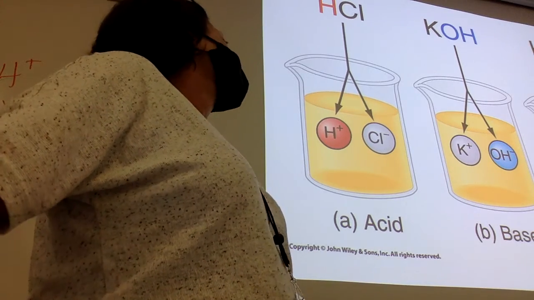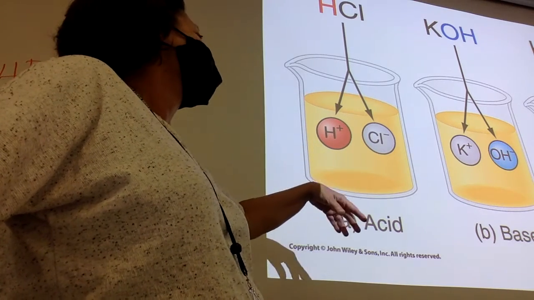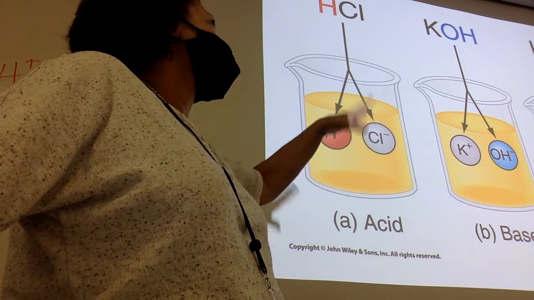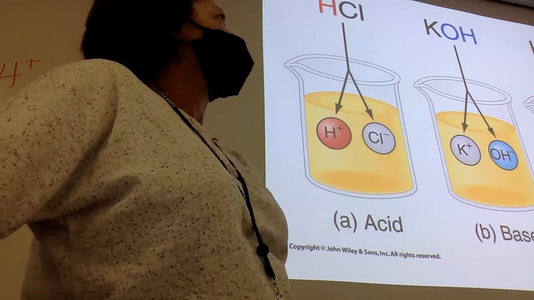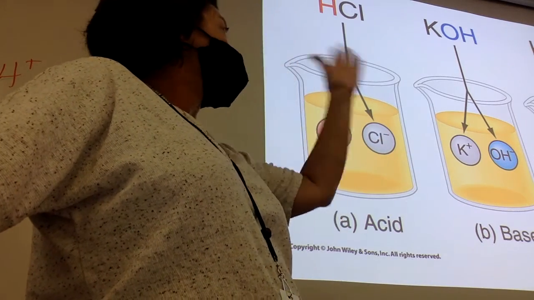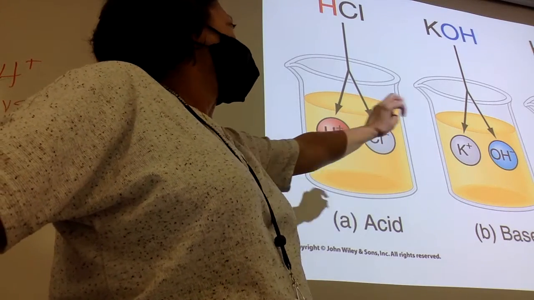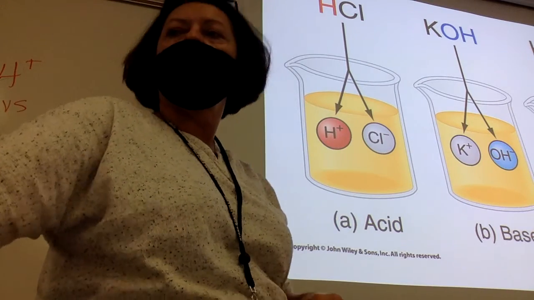These are just examples of an acid and a base dissociating. Hydrochloric acid is an acid and it dissociates. Potassium hydroxide, you end up with a potassium ion and a hydroxide ion. Salts, potassium chloride would be a salt. Notice there is neither hydrogen nor hydroxide when that dissociates. You don't need to know that for the test, however.